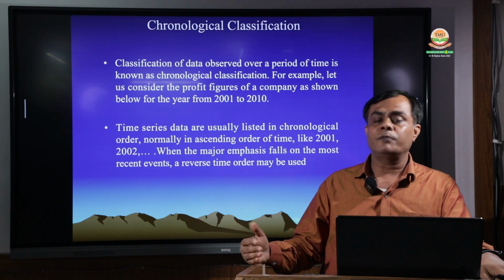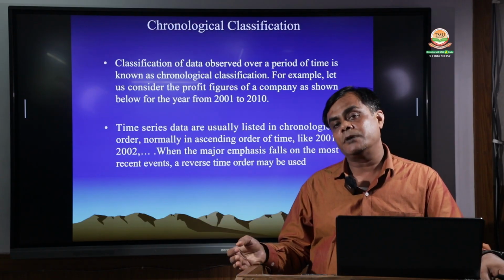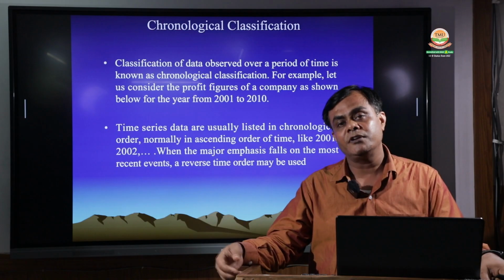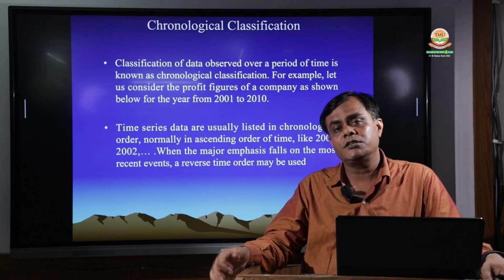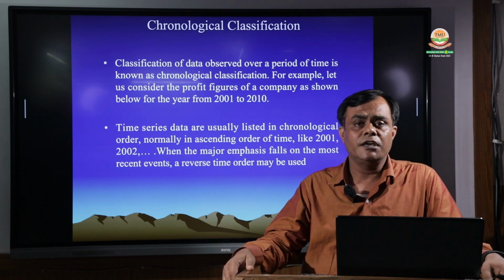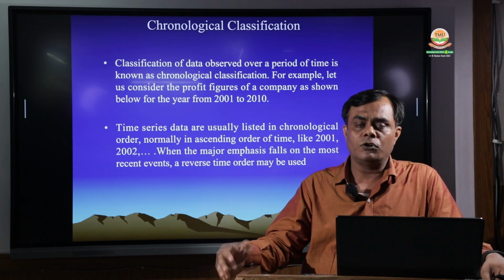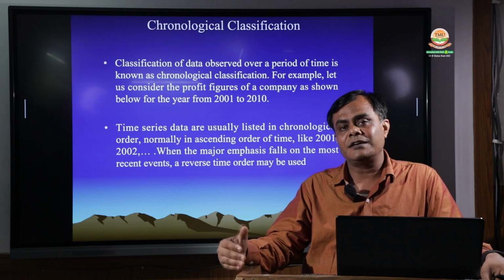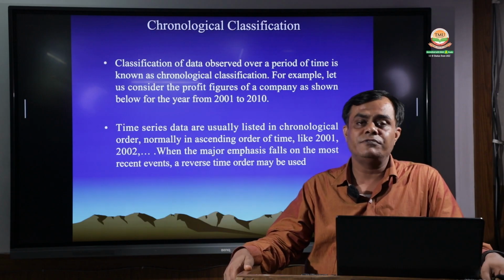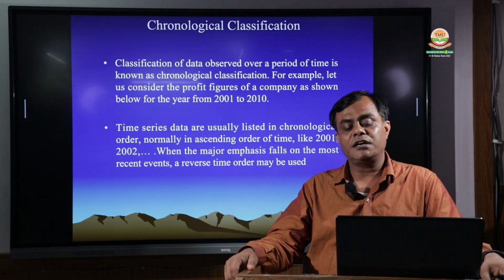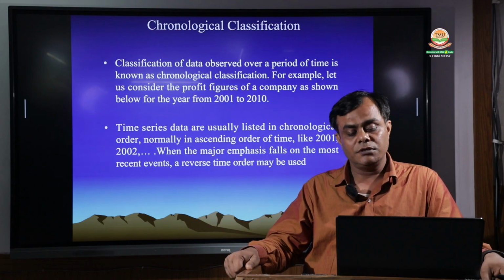And if you are putting the information of the annual profitability of a company, that type of information is called the chronological classification. So simply we can say that the chronological classification is related with the classification on the basis of time. So if we classify the data on the basis of time, that type of data is called a chronological classification. Time series data are usually listed in the chronological classification.